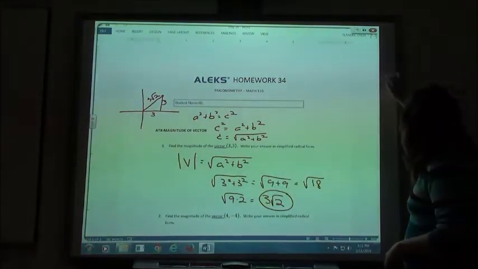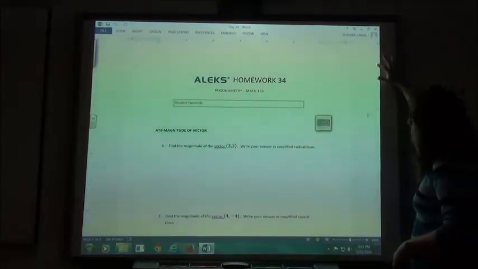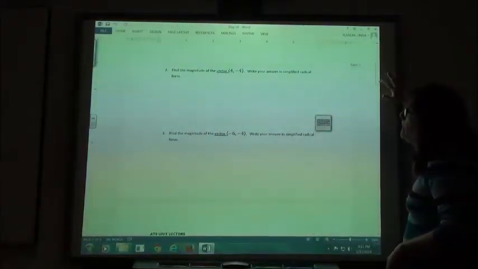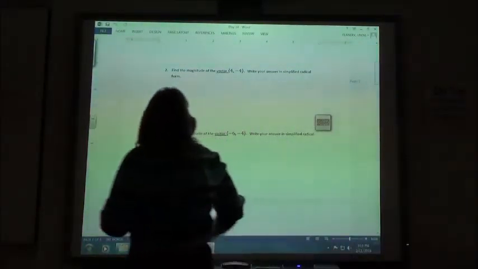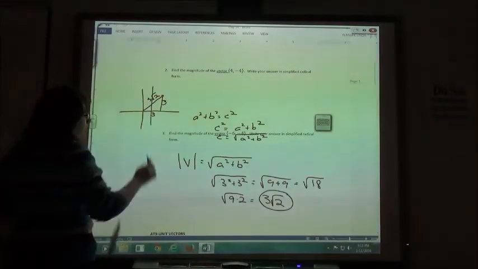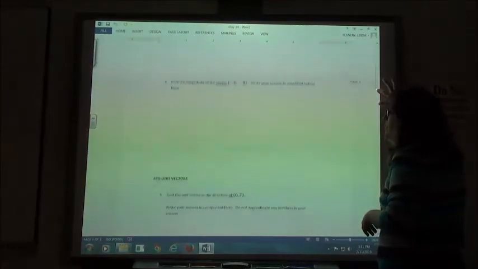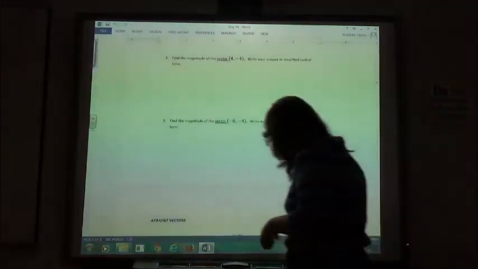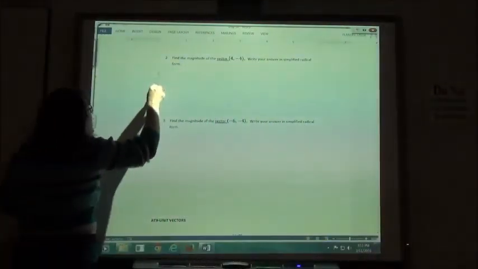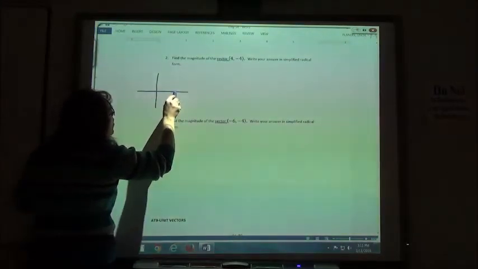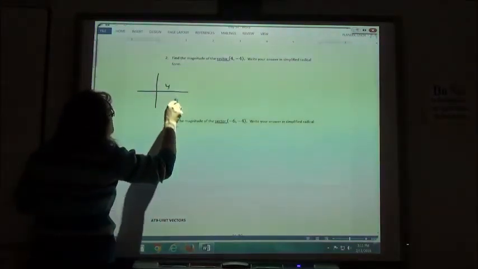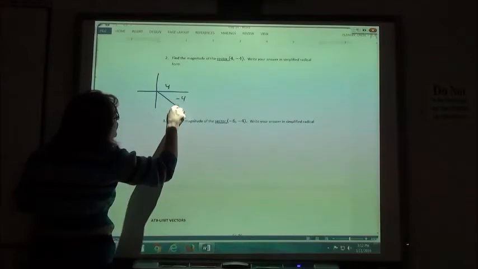So if we look at the next one, we want to find the magnitude of our vector. This time, whoops, there goes my board again. It did stay on number 2. This time my vector goes 4, negative 4, so it's going this way.